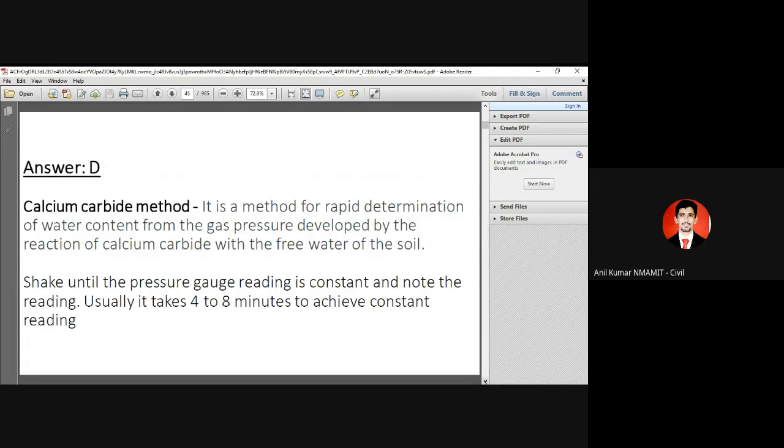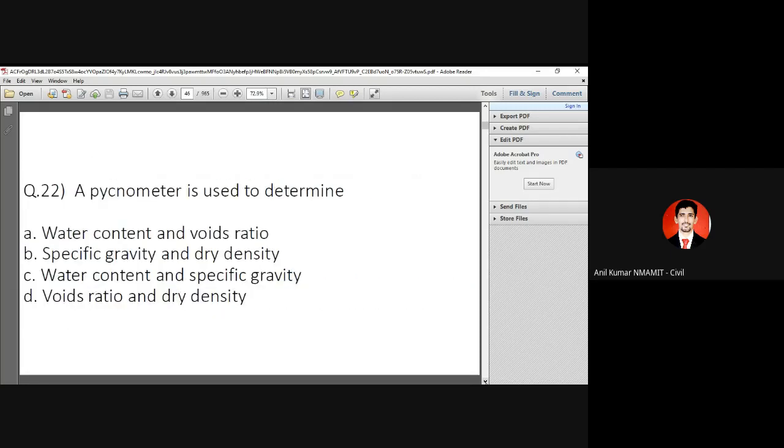Shake until the pressure gauge reading. We have this equipment in the lab. We also call it the moisture meter method, where we find out the moisture. So calcium carbide is a method which we usually use. Therefore, the answer D is the right answer, which the 3 students have given. Okay, fine. Simple question. Next one.